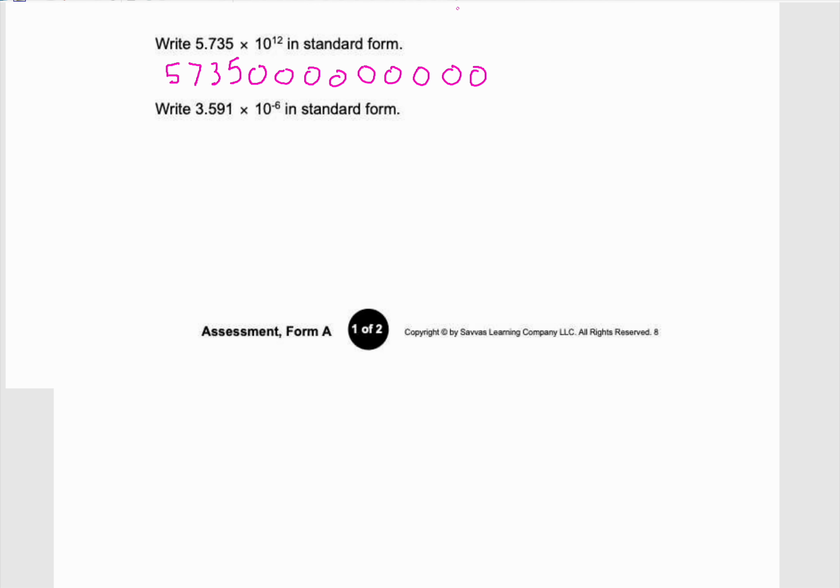So I have moved the decimal 12 total times. The decimal was right here, and I moved it over 12 times to get it all the way to the end.